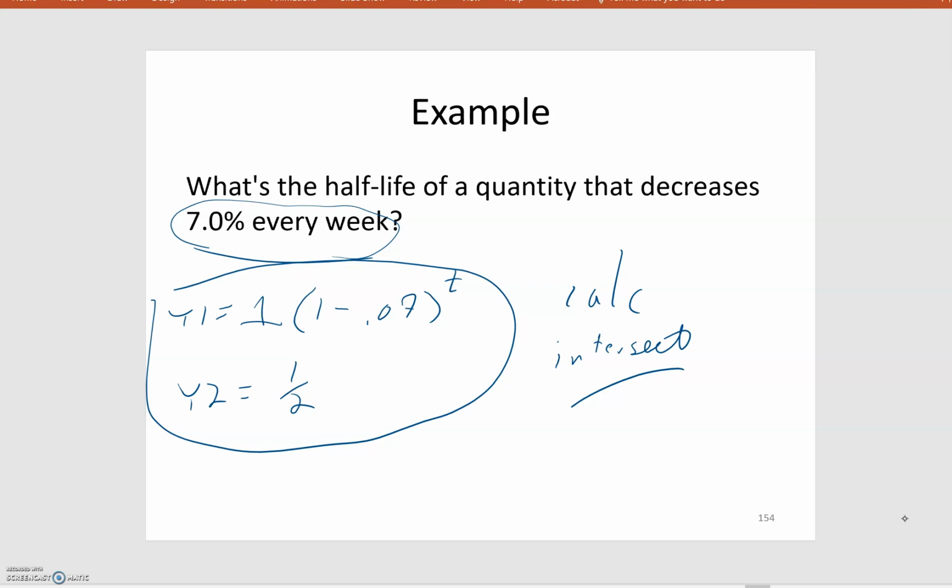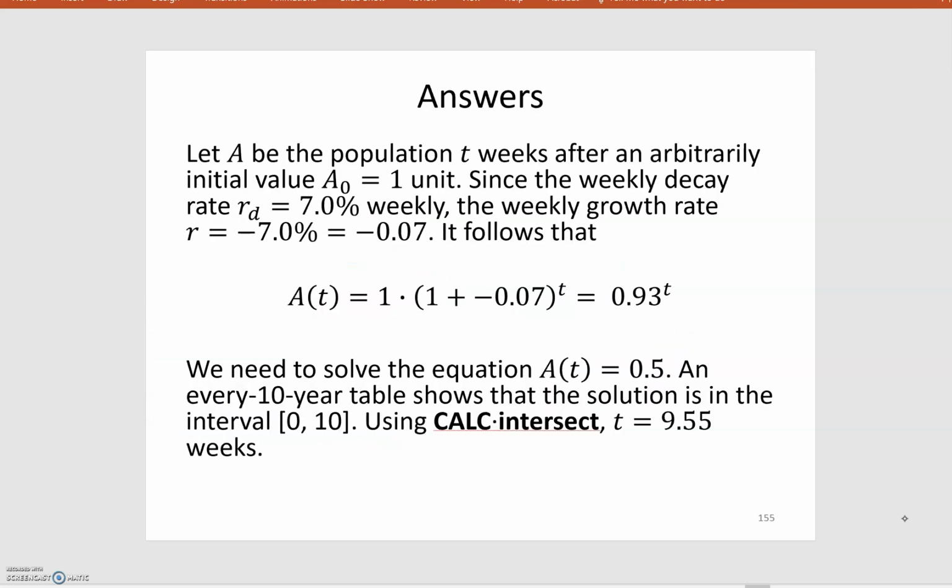Okay, I think I'm about out of time in this lecture, so let me just quickly run to the answer. That's 9.55 weeks. As I said, it's in weeks. So I know I didn't really go into the details, but that's essentially how we would approach it. Okay, I'll pause here.